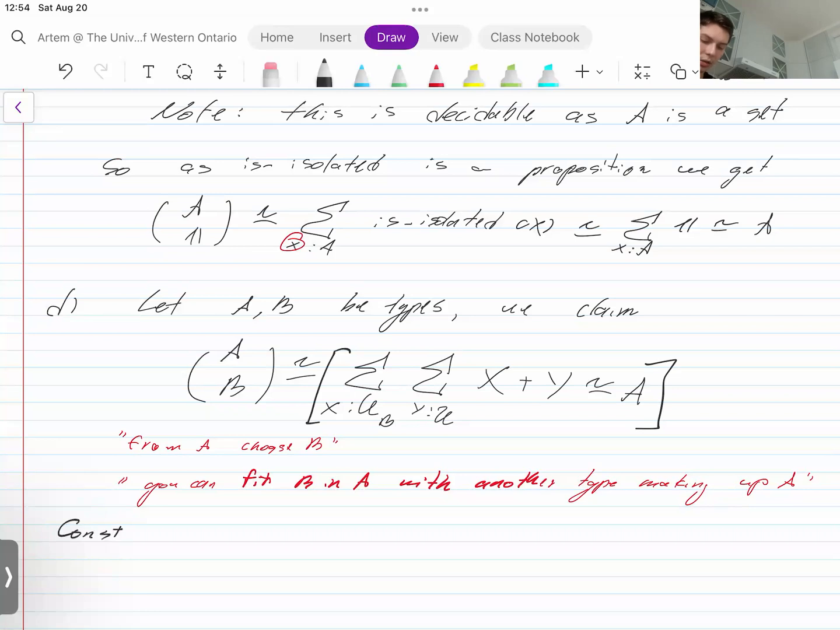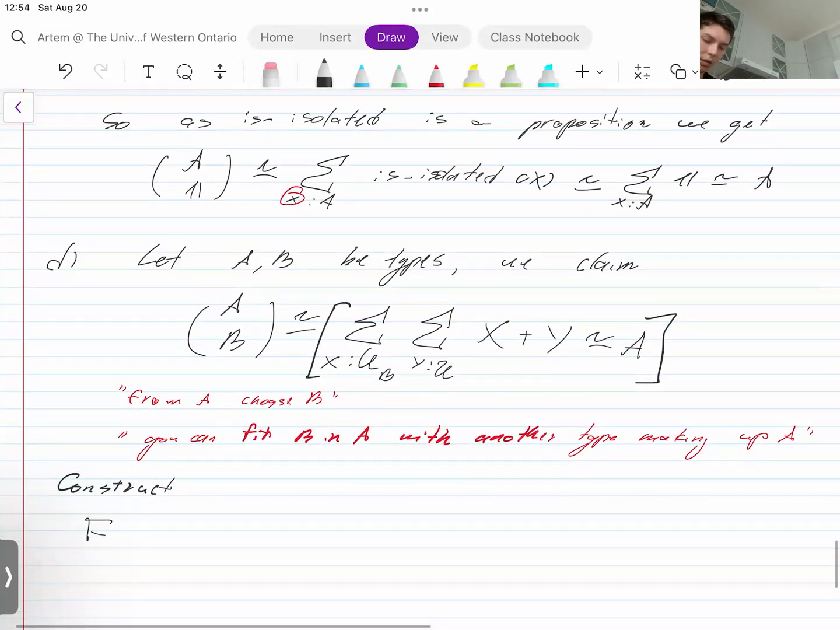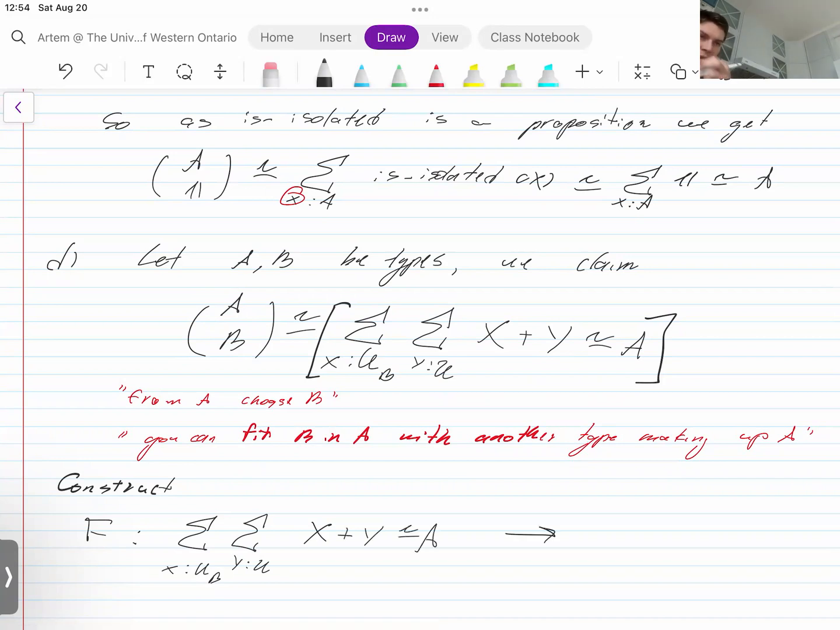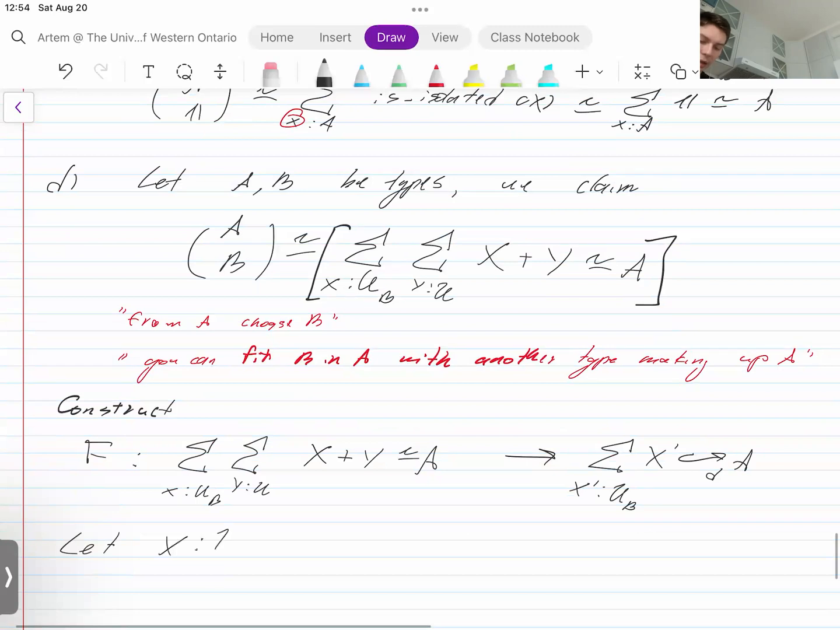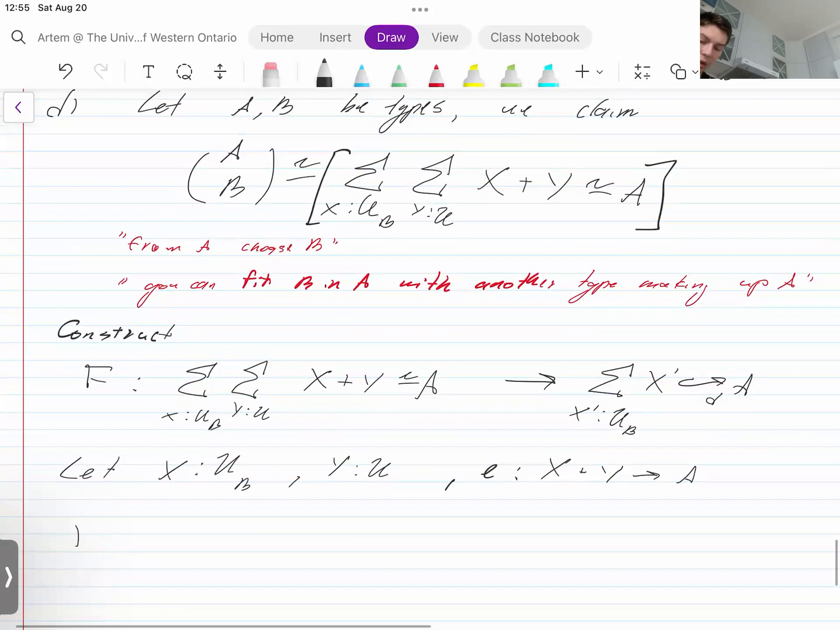Okay, so we construct a function f from our double sigma, Y, U, X plus Y equivalent to A. This is going to go into our type, which I'm going to, again, unfold. So types that decidably embed into A. So let X be the type merely equivalent to B, Y and U, and we have an equivalence X plus Y to A.